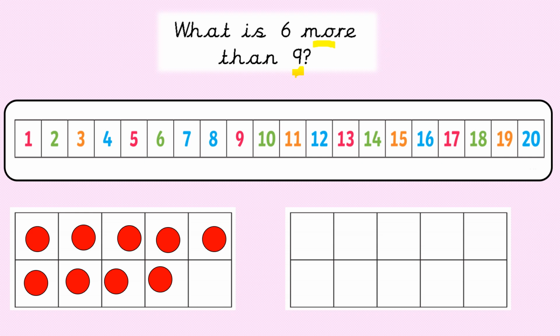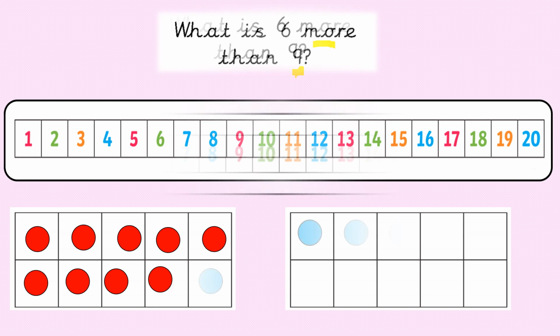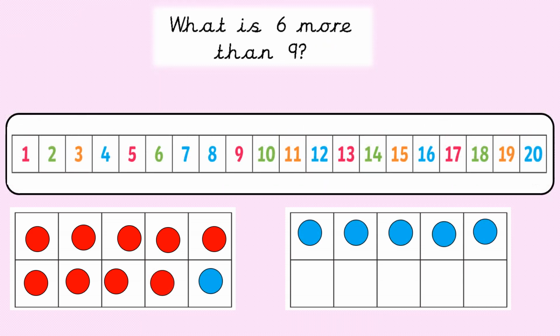6 more. Can you write that number sentence on your boards or piece of paper and press play and then we'll go through the answer together. 6 more than 9. So I have 9, so I start at 9 and I add 6 more. Remember when we're counting on, we don't say this number, we count straight on to the next number. So 1 more, 2 more, 3 more, 4 more, 5 more, 6 more.